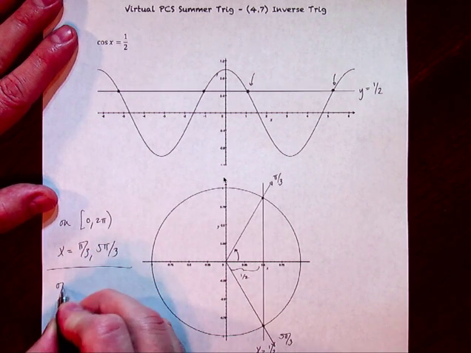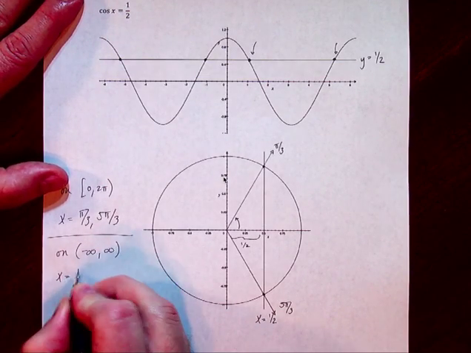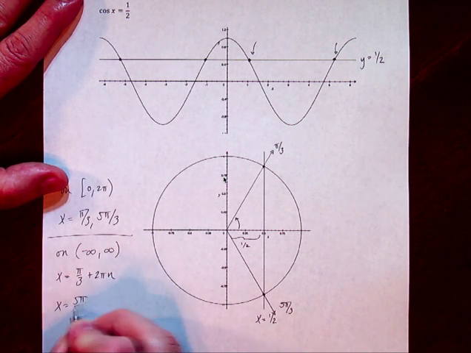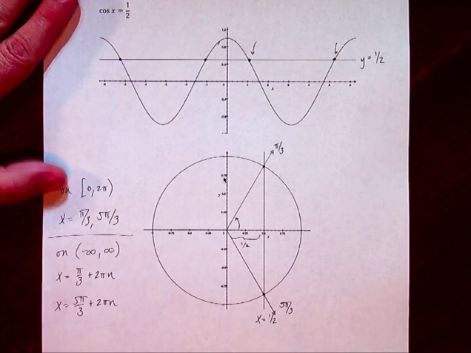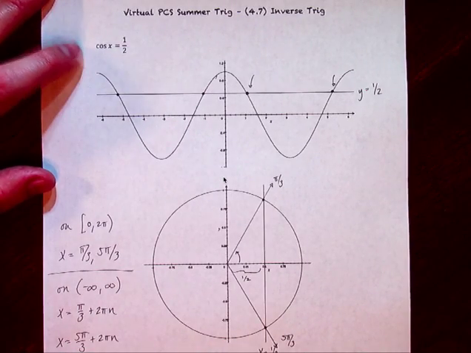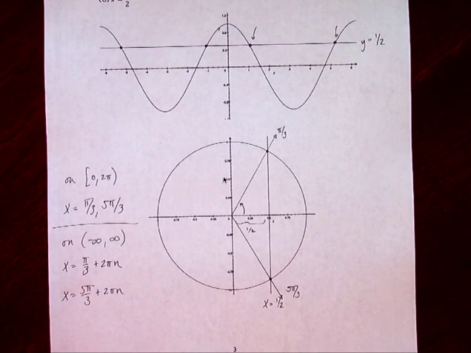If you were asked to evaluate on negative infinity to infinity, you would give me pi over 3 plus 2 pi n and 5 pi over 3 plus 2 pi n. And we'll get to examples where the 2 pi n actually changes because you're dealing with a trigonometric equation where the period has changed. But for right now, we're just doing the training wheels questions like this, where we have not seen a transformation of a change in period. We're simply dealing with cosine in and of itself.